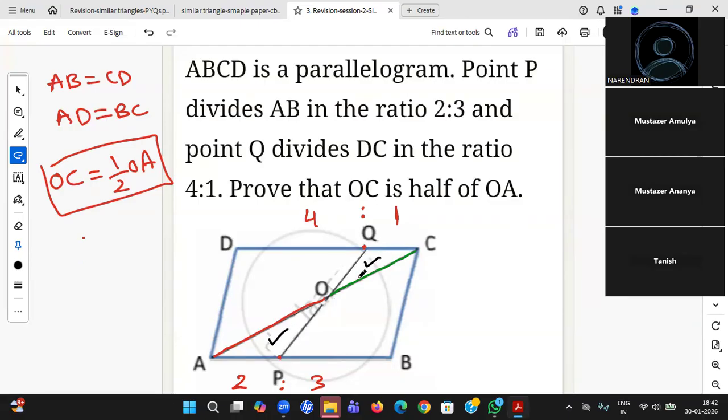Because you see, already two, whatever you want, they are already included. And this looks simple. Why, sir? Automatically, I'm able to see vertically opposite angles. So 1A is already seen.